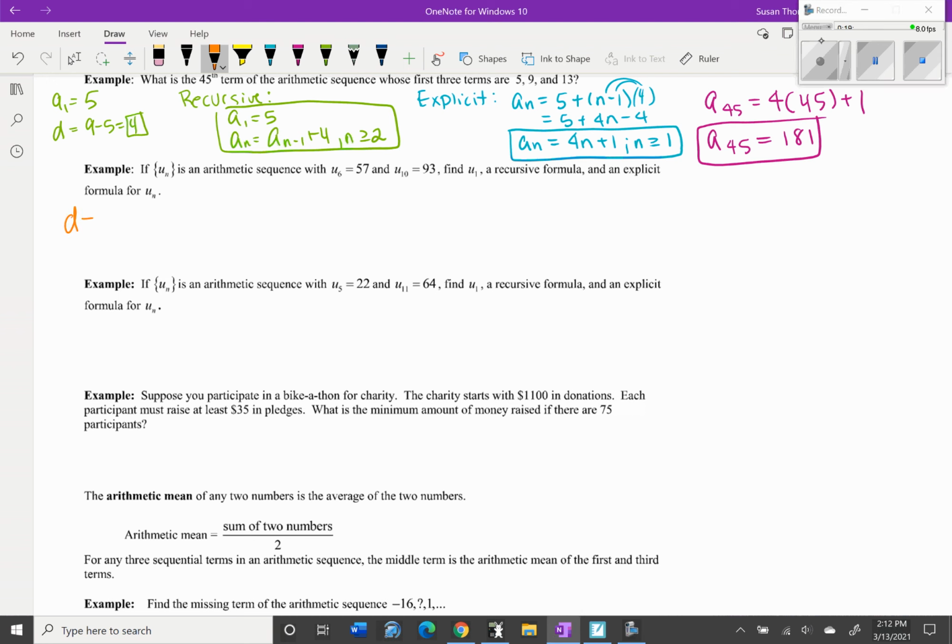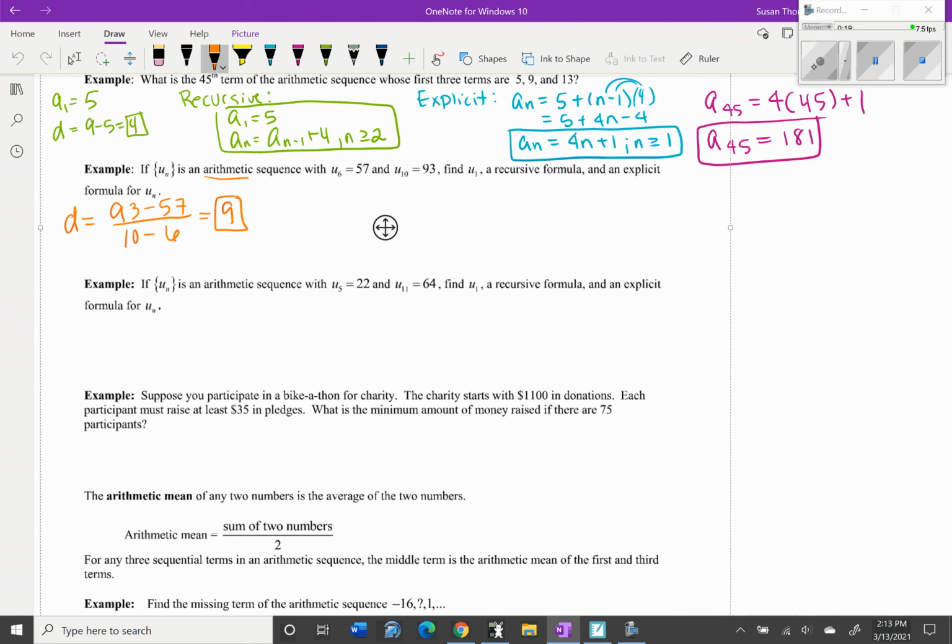So to find the common difference, you can subtract consecutive terms, except for we don't have the terms right next to each other, right? We have the 6th term and the 10th term. So we could subtract those terms, 93 minus 57, and the difference between them, which would be 10 minus 6. So if we do that, we end up with our common difference of 9.